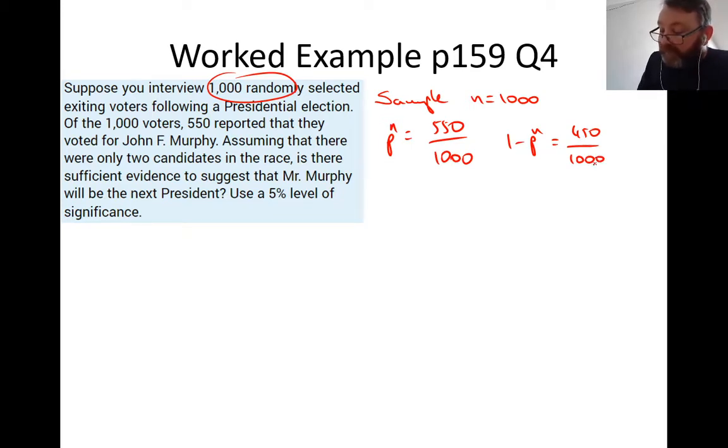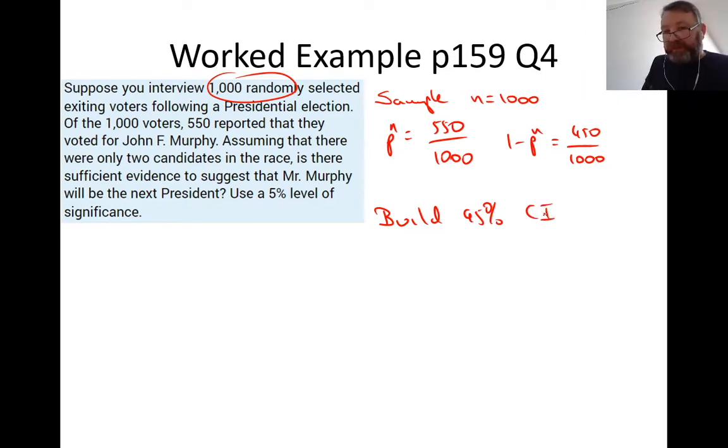And what does it say then? Assuming there were only 2 candidates in the race. So it's either going to happen or it's not going to happen. There's either going to be an acceptance or a rejection, because there's only 2 candidates. So the very first thing I do is I build a 95% confidence interval.